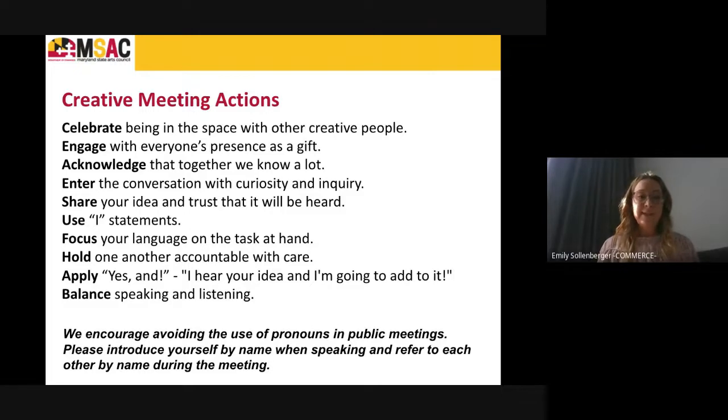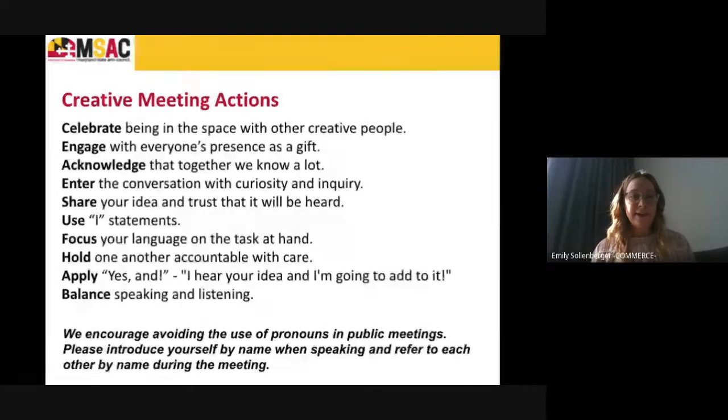Use I statements. Focus your language on the task at hand. Hold one another accountable with care, apply yes and I hear your idea and I'm going to add to it, and balance speaking and listening. Additionally, we do encourage that folks avoid using pronouns in our public meetings, and please introduce yourself by name when you're speaking and refer to each other by name during the meeting.